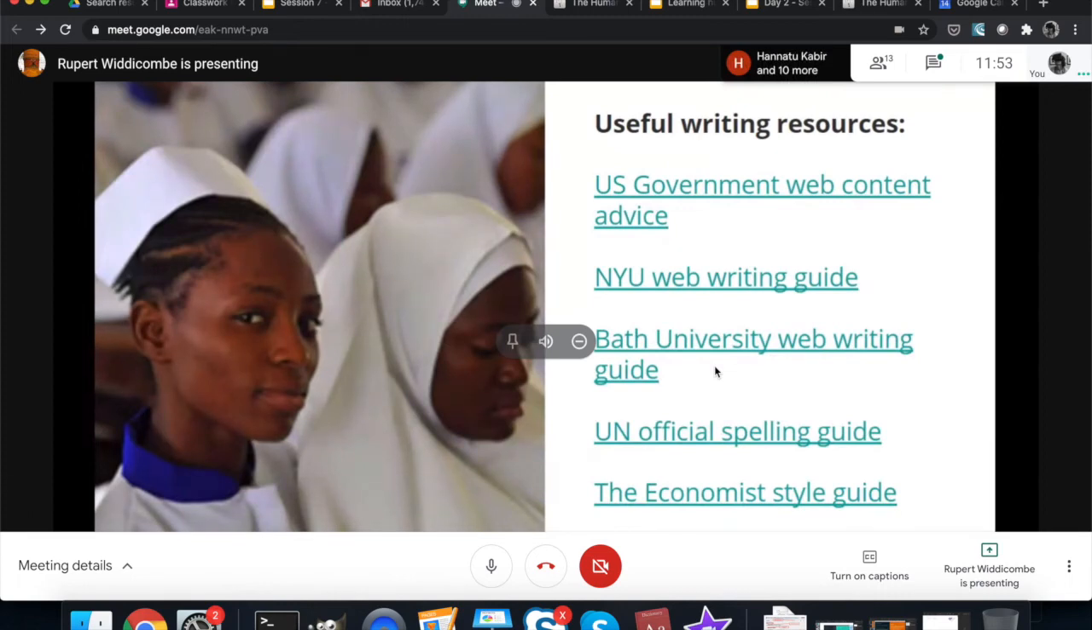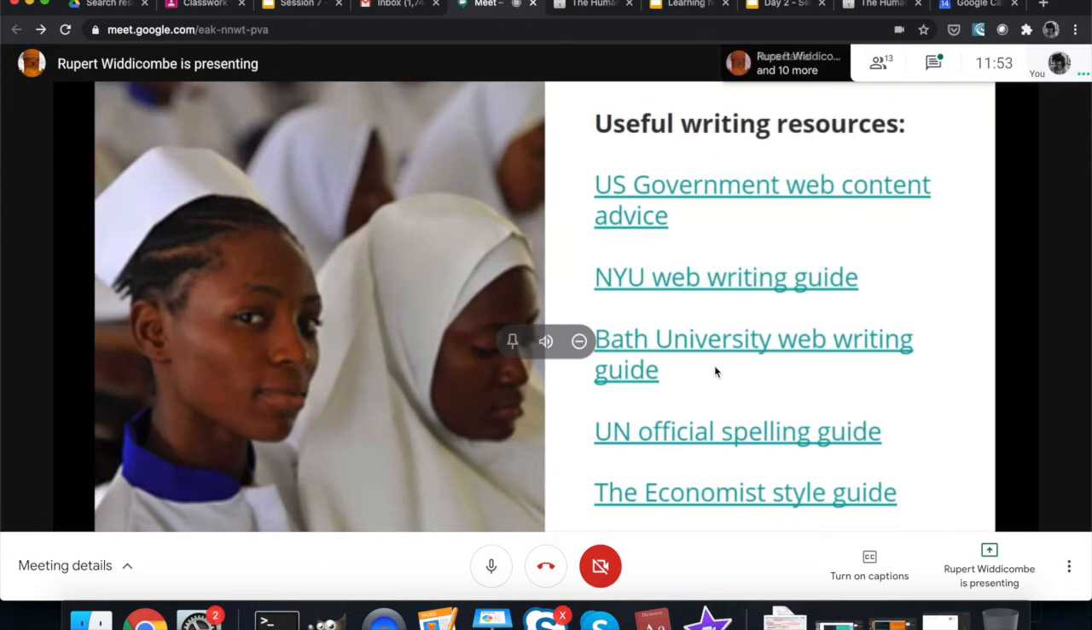The Economist Style Guide's got a little bit more to it than that. It's got some writing tips in there, and the Oxford University Style Guide is another one. So these are good resources for you to look at and to come up with your own style guide and conventions for the Hub website.